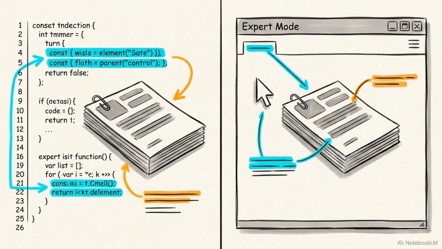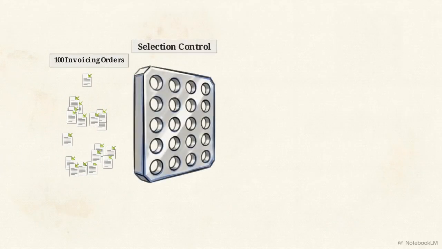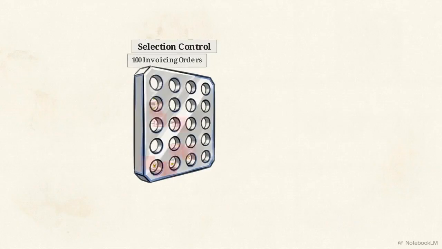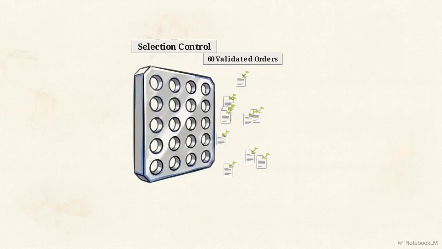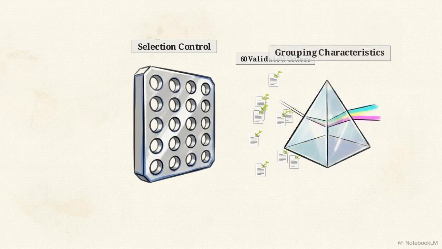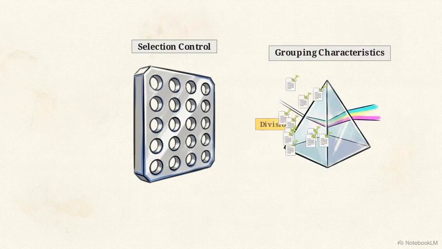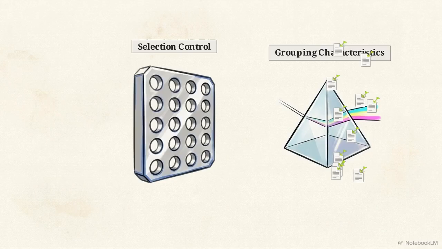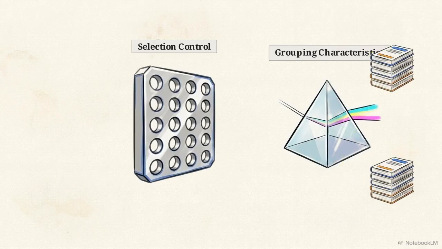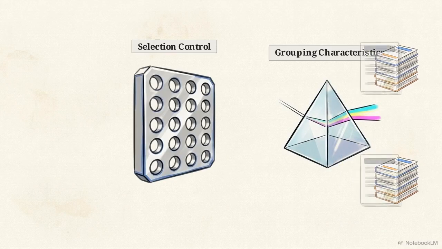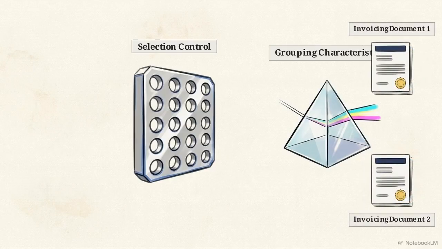Observing the entire pipeline end-to-end, we can trace how 100 raw pending orders are processed. First, selection control applies boundaries based on categories and rules. 40 packets are filtered out, while 60 validated packets proceed. Next, grouping characteristics apply field-level logic to the survivors. The 60 packets hit the grouping prism and are organized into 2 distinct units based on their division. The engine then outputs 2 independent invoicing documents, ready for posting.